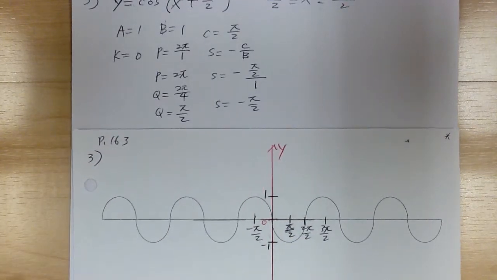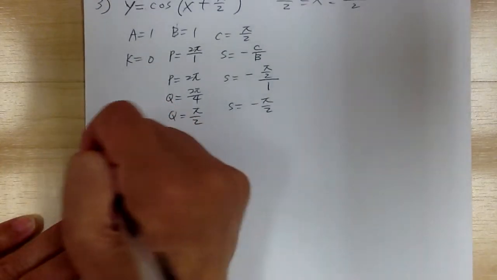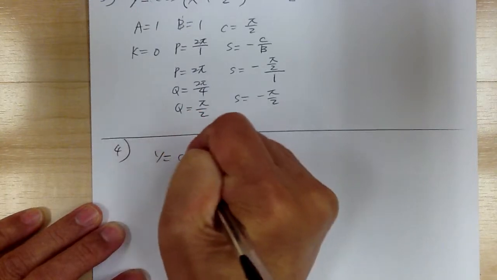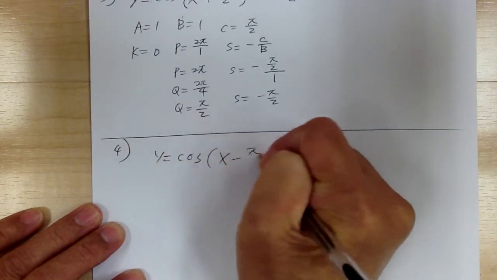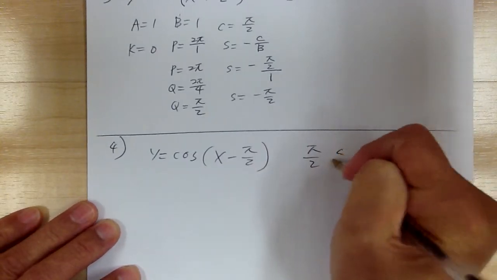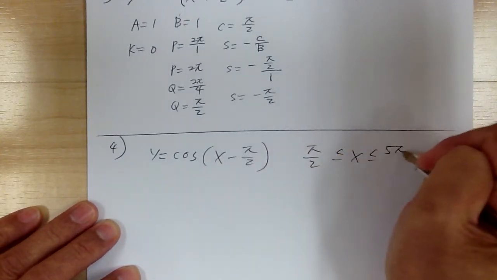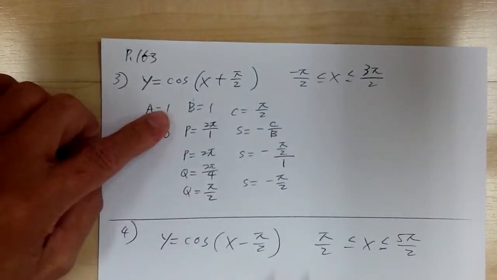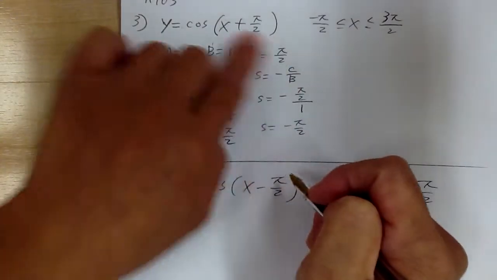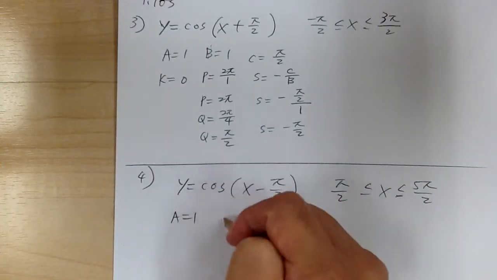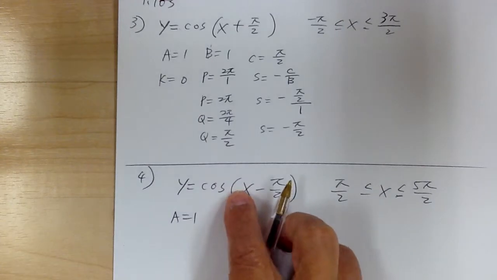Okay, so let's go to number 4. Number 4, you have y equal to cosine of x minus pi over 2. And you want to go from pi over 2 to 5 pi over 2. So you're going to do the same thing with these. Every problem you go through the same process. So a equal to 1, so that's a. B equal to 1, so that's b.